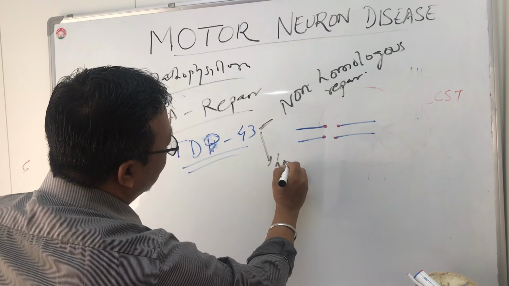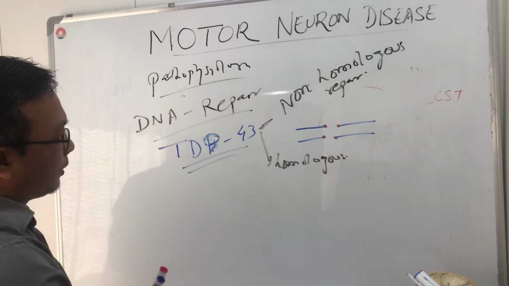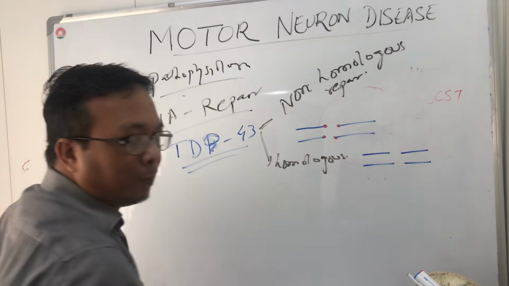In homologous repair, there is use of a template. Let me explain it like this. Suppose there is a break here. Suppose this DNA is broken.